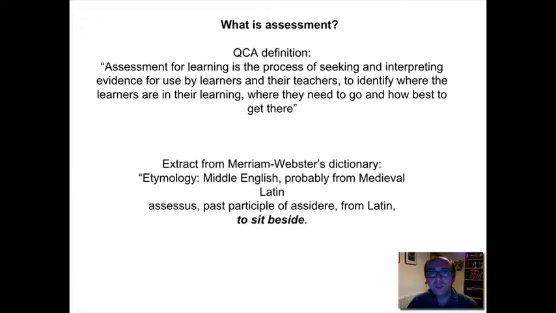Okay, start off with two definitions of what assessment actually is. The first one here is from QCA. Assessment for learning. They don't give any other definition, which is really telling. Assessment for learning is the process, not a snapshot, a process of seeking and interpreting evidence for use by learners, principally them first, and then their teachers, to identify where learners are in their learning, assuming that it's an ongoing process, where they need to go to and how best to get there.